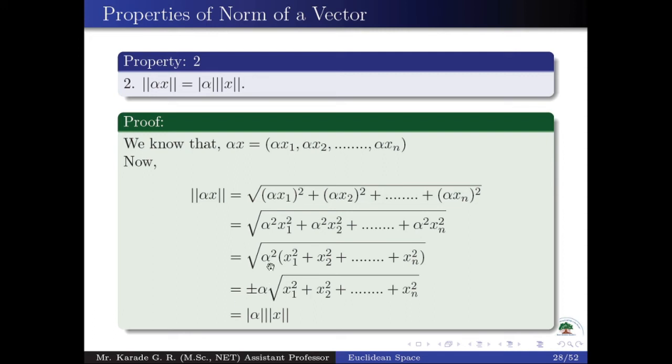If I take this alpha square outside of the square root, then it becomes plus or minus alpha, into square root of x1 square plus x2 square plus dot dot dot plus xn square, and it is equal to, this plus or minus alpha is nothing but modulus of alpha, mod alpha, and into this square root is nothing but norm of vector x, and thus we have proved the second property.